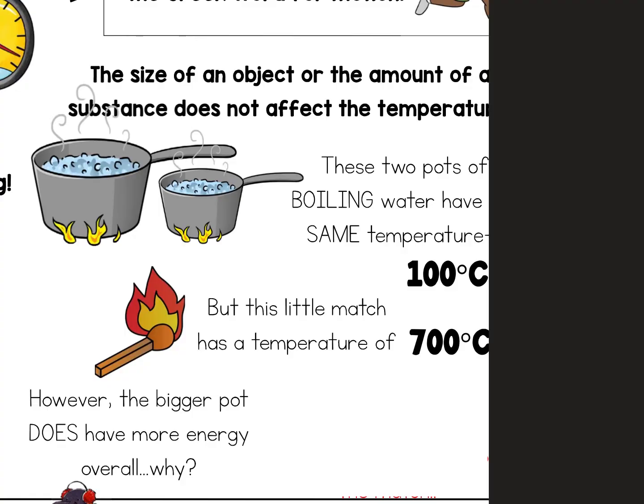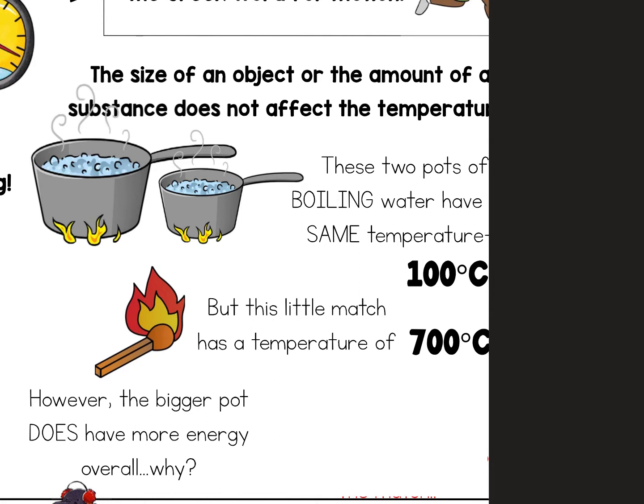Remember, the size of an object or the amount of a substance does not affect the temperature. These pots both have very different sizes, but they both have the same temperature, 100 degrees Celsius, or the boiling point of water. However, this little tiny match will have a temperature of 700 degrees Celsius.